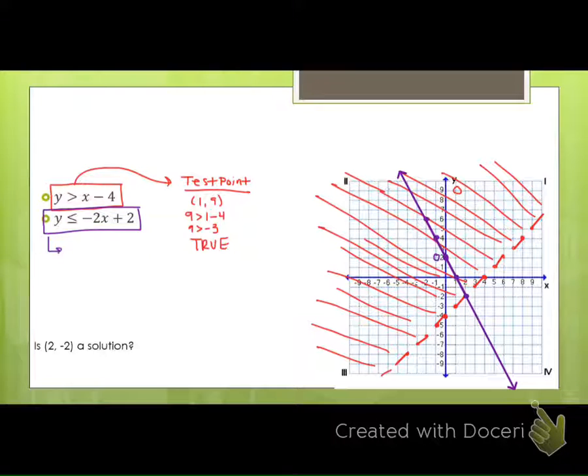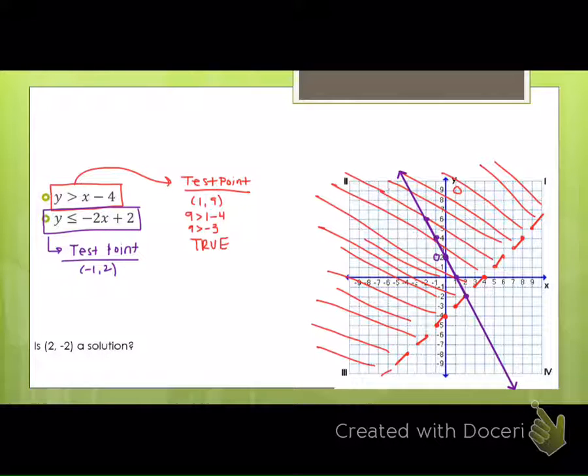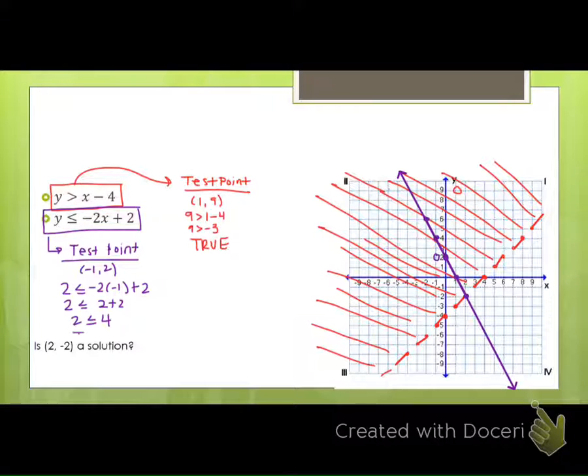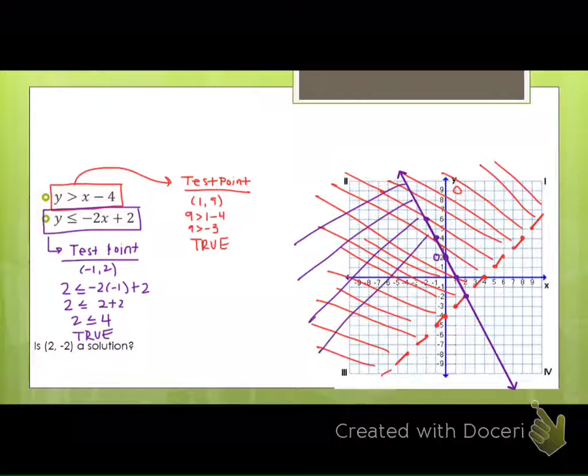So I'm going to test that. So 2 is less than or equal to negative 2 times negative 1 plus 2. Is 2 less than or equal to 2 plus 2? Is 2 less than or equal to 4? Yeah, so the side we chose was true. We were right there. So we are going to shade below. Again, I'm just using the lines. Do you guys notice that you can tell where they're overlapping then? Yes.